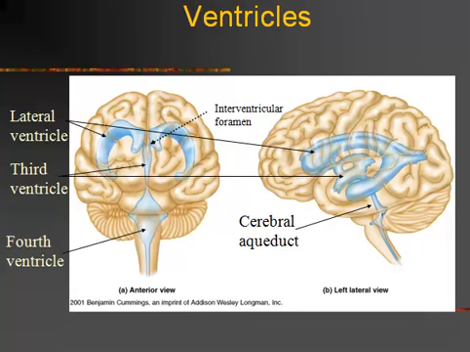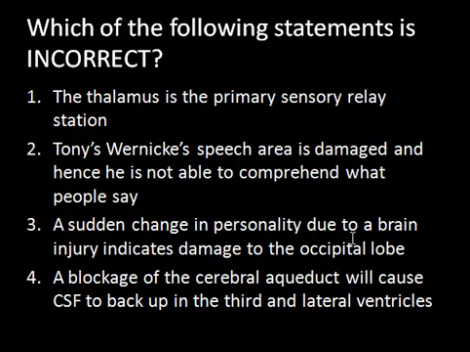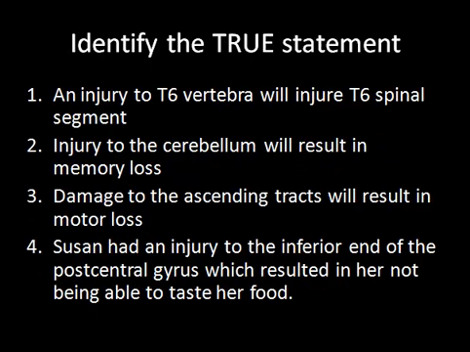So coming back to the question, a blockage of the cerebral aqueduct will cause CSF to back up in the third and lateral ventricles. It's a true statement. So the incorrect statement is this one. Let's look at the next question, where you have to identify the true statement. So let's look at all of them. The first one says an injury to T6 vertebra will injure T6 spinal segment. Now, this is incorrect.